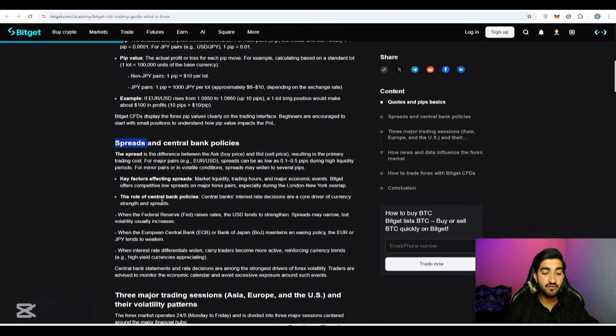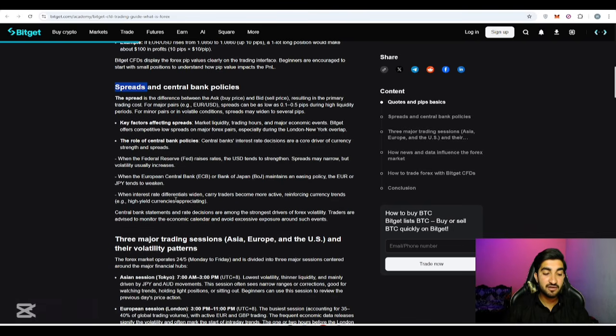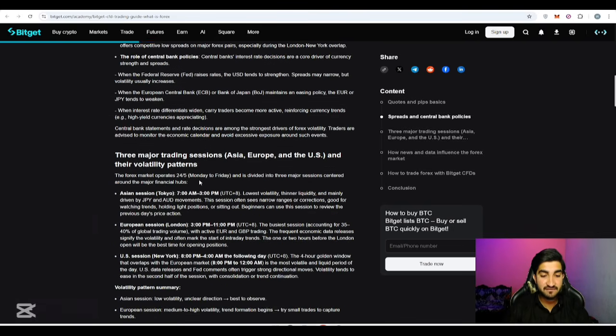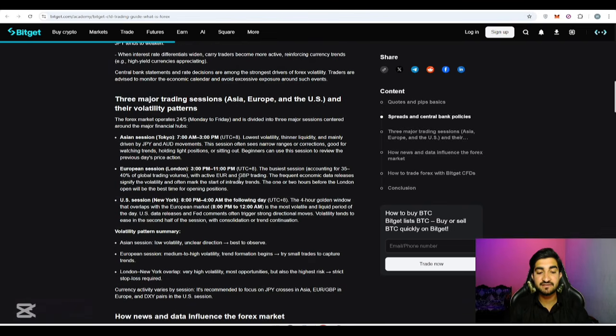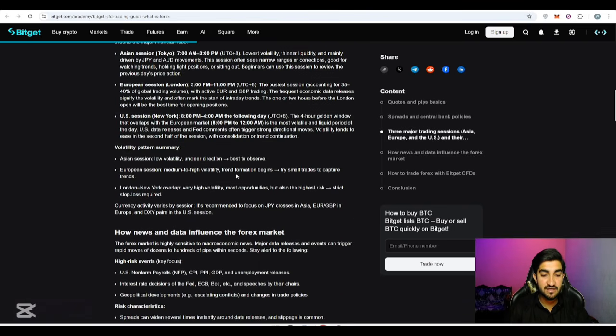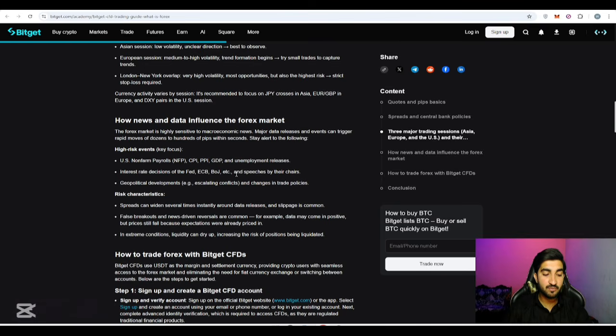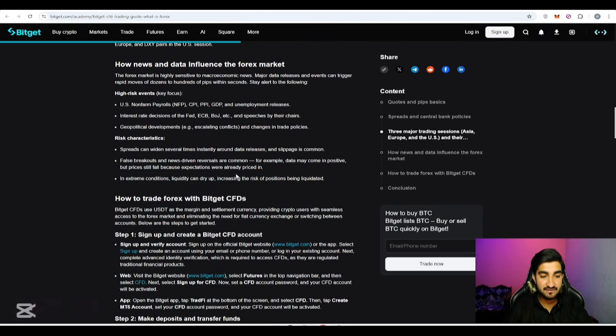For the forex market, you can also check the different sessions, where the market runs 24 hours a day, 5 days a week. There are 3 main sessions: the Asian session, the European session, and the US session. The most active time is when London and New York overlap, where most big moves happen.